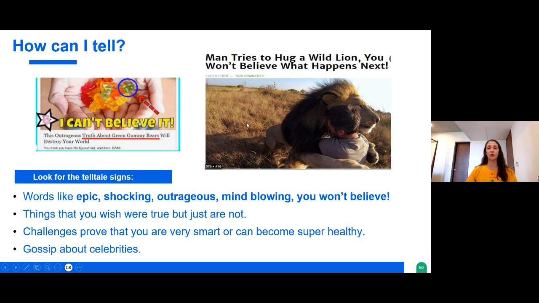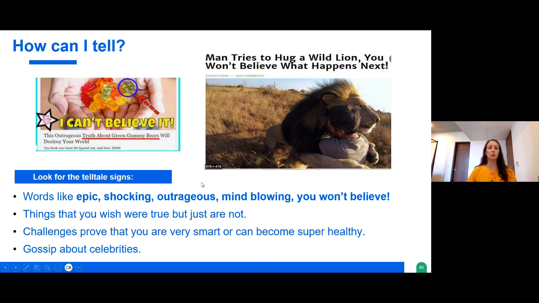provocative photo like this. A man tries to hug a wild lion, and you won't believe what happens next. And it makes you wonder, did he get eaten? Did he become friends with the lion, right? So oftentimes these are the things: epic, outrageous.